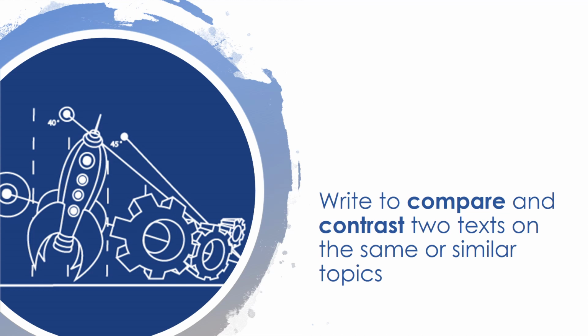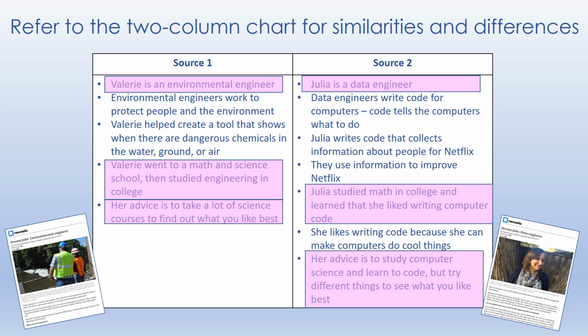All right, third graders, today we are going to use all of the work that we did yesterday, gathering information about different types of engineers, finding their similarities and differences so that we can write to compare and contrast two texts on the same or similar topics. Get ready. All right, so let's get started.